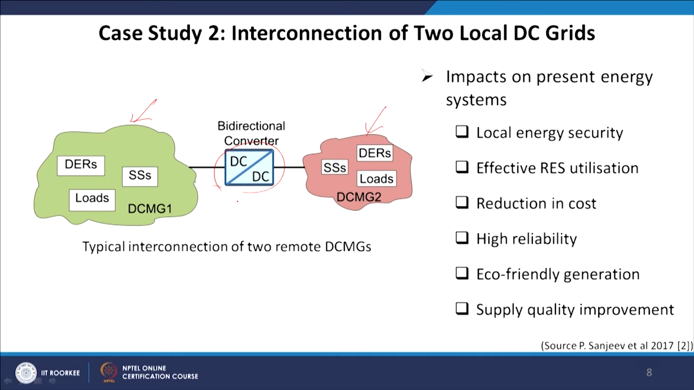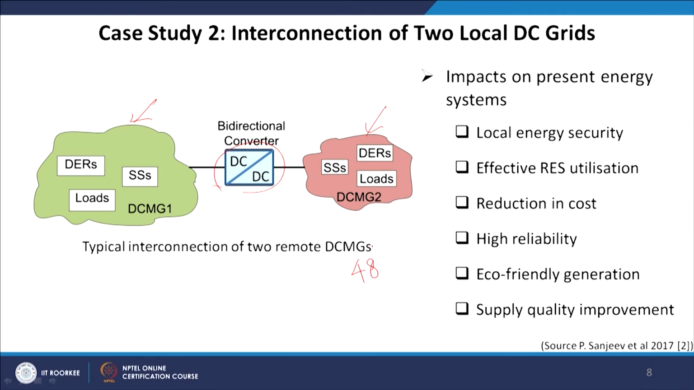But one thing is very clear: both the DC microgrids are not necessarily operating at the same voltage level. One is operating at, let us say, 48 volts and the other may operate at 380 volts. So, the important challenge here, when you have 2 DC microgrids operating at different voltages, is: can they be interconnected and can they complement each other?